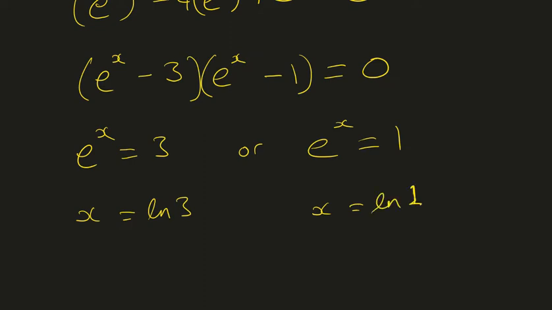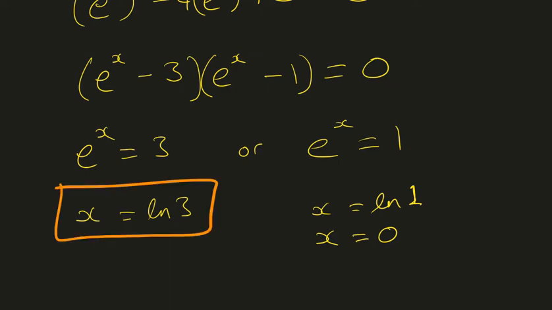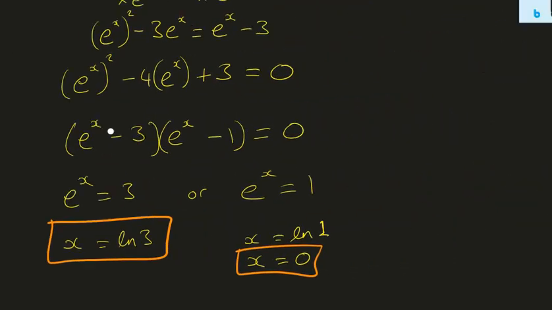And ln of 1 is quite nice. What is it I raise e by to get 1? I raise it to the power of 0. So x is equal to 0. So we have two possible solutions. x equals ln 3, or x is equal to 0.